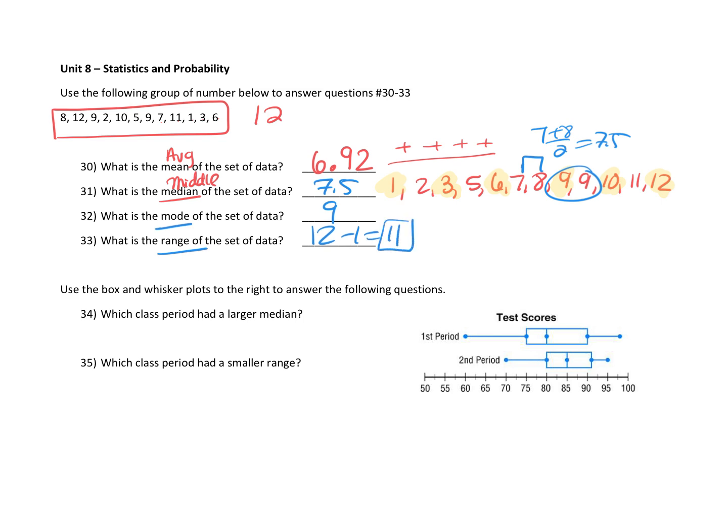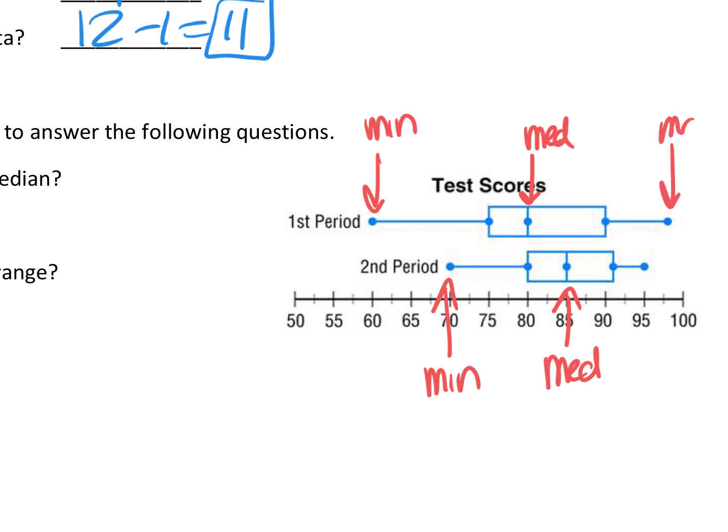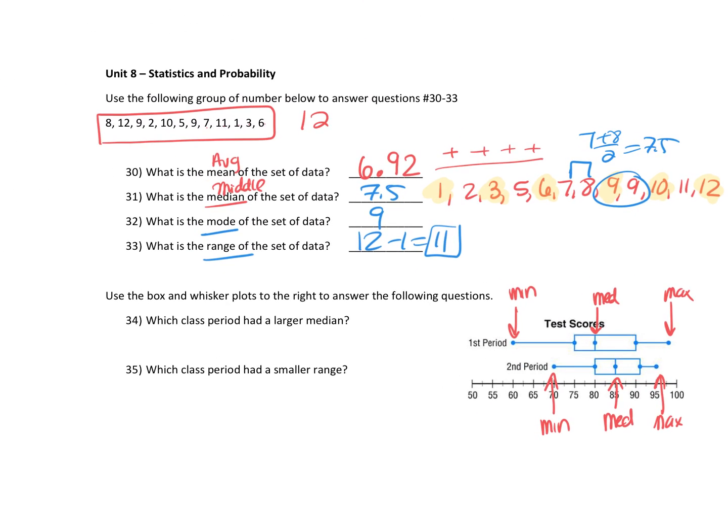For the box and whisker plot, remember that this middle line represents your median. The whiskers on either end represent your mins and your maxes. Got a little zoomed out there.